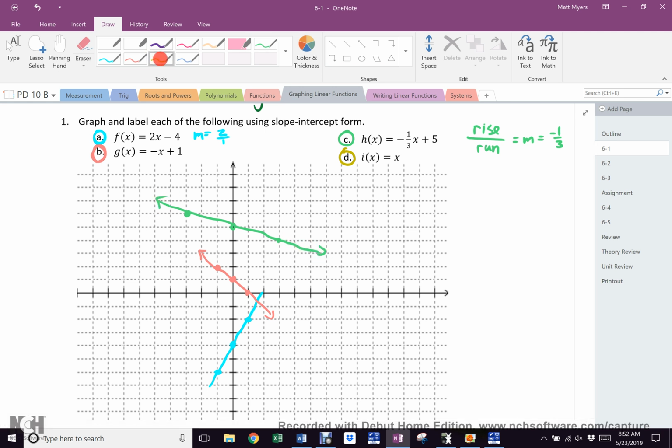Brilliant! And finally, how do I do D? Tricky. What's the y-intercept? Oh, there's a y-intercept, all right. It's 0. And what's the slope? 1. Positive or negative? So I go up 1, right 1, or down 1, left 1, or up 7, right 7, or down 73, left 73. Correct? Is everybody good?